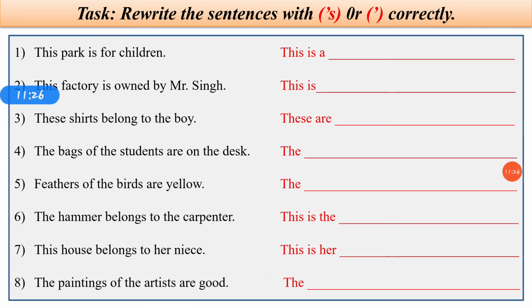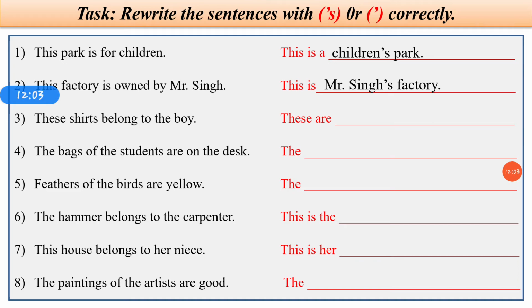Number 1. This park is for children. Can be written as, this is a children's park. We just add apostrophe s to the plural noun children and write the statement. The factory is owned by Mr. Singh. Can be written as, this is Mr. Singh's factory. To show the possession of the factory, we just add apostrophe s to the singular noun Mr. Singh.